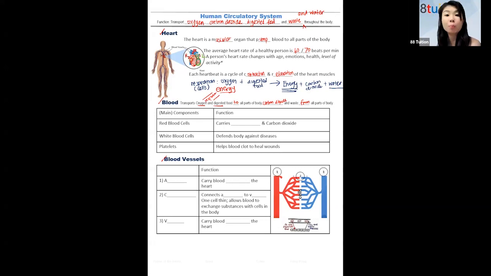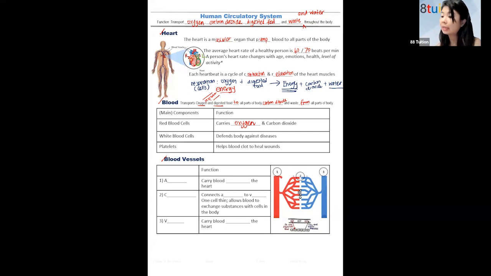Inside our blood, you need to know that we have some cells. We have red blood cells, white blood cells, and platelets. Now, what is the function of these cells in the blood? Red blood cells are the ones that carry oxygen and carbon dioxide. They move along your blood, and oxygen and carbon dioxide will be attached to them.